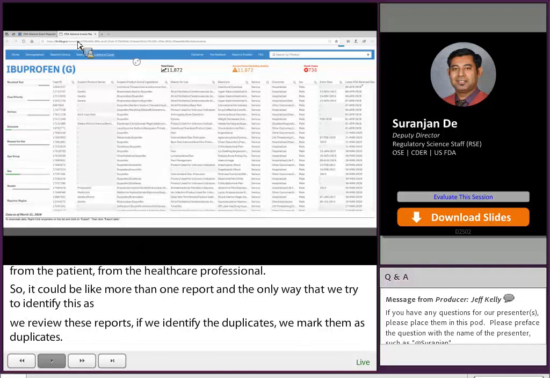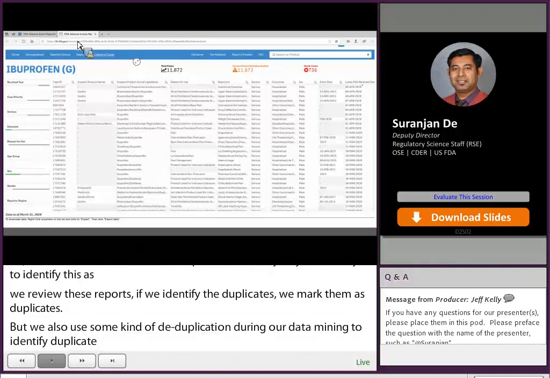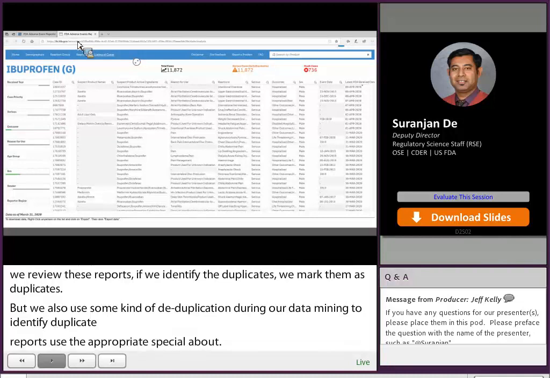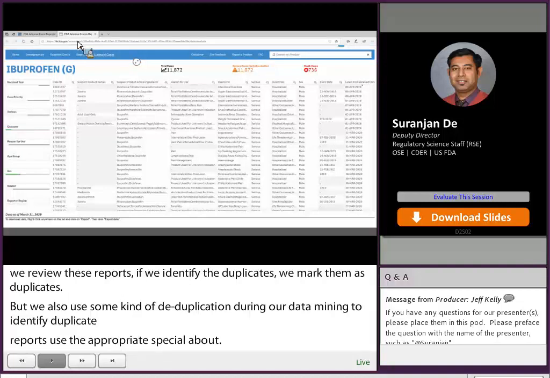Okay, wonderful. And another question about reports. So are some of the received reports excluded? And if they are excluded, what are some of the reasons they would be?